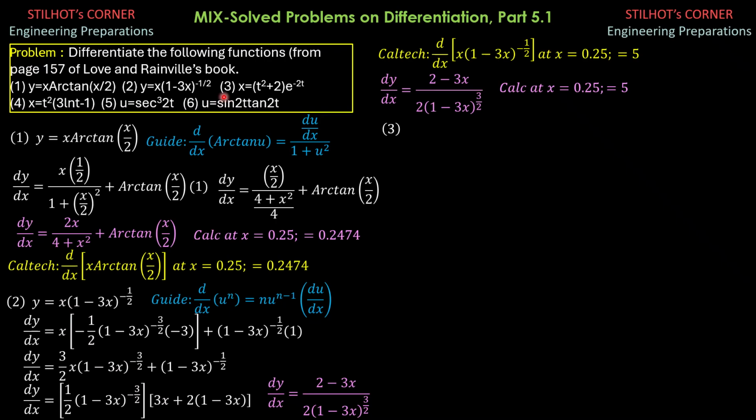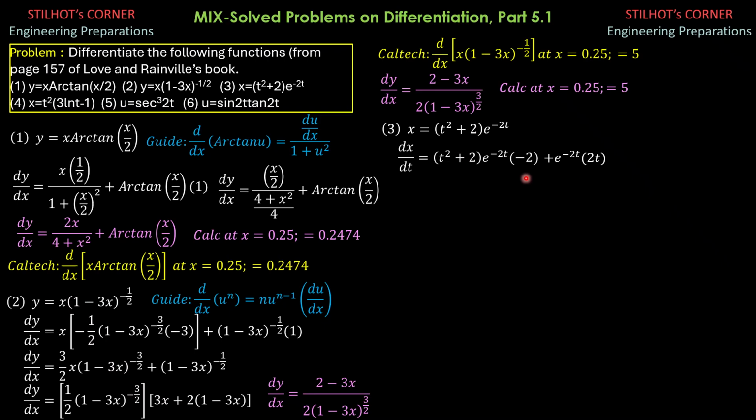Next, number 3, x is quantity t squared plus 2 times e to the negative 2t. This is again a derivative of a product, so there is no need to put a guide. So derivative of product: first, dx/dt is t squared plus 2, then the derivative of e to the negative 2t, which is e to the negative 2t times negative 2. The derivative of negative 2t is negative 2 with respect to t. Plus second, e to the negative 2t, derivative of first is simply 2t.